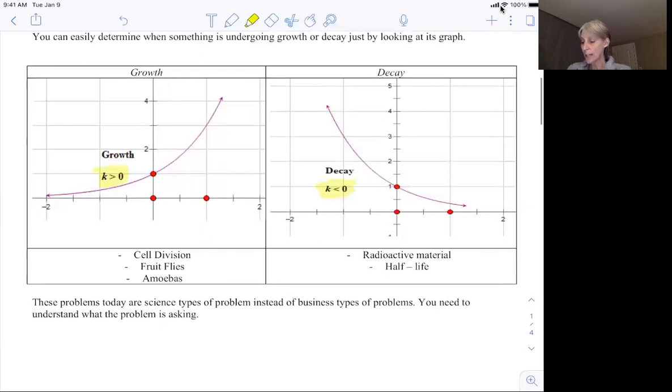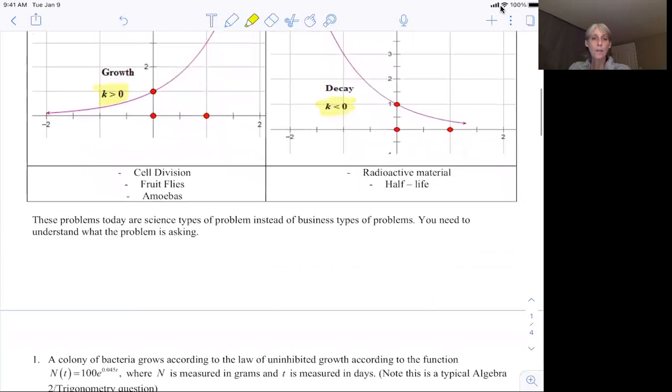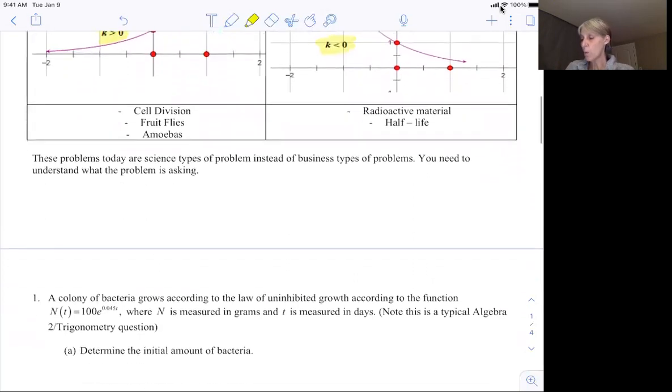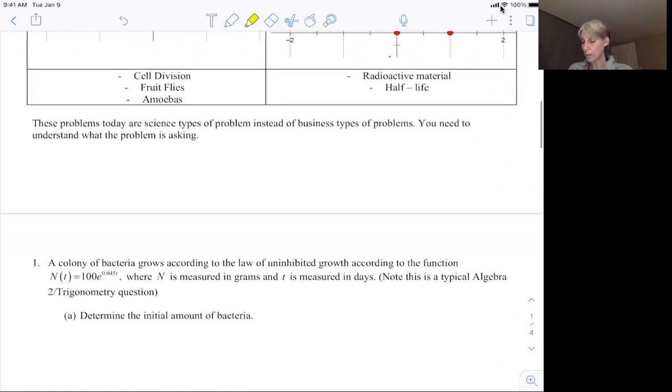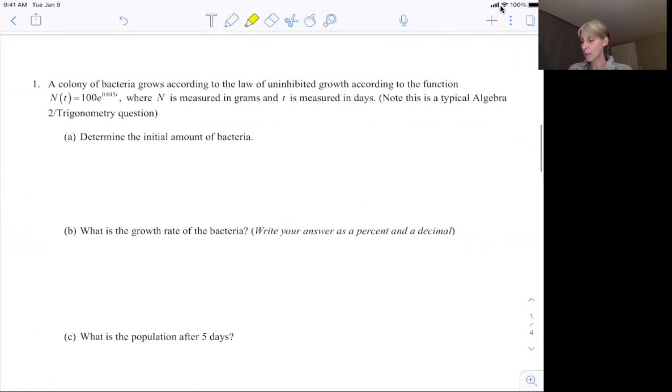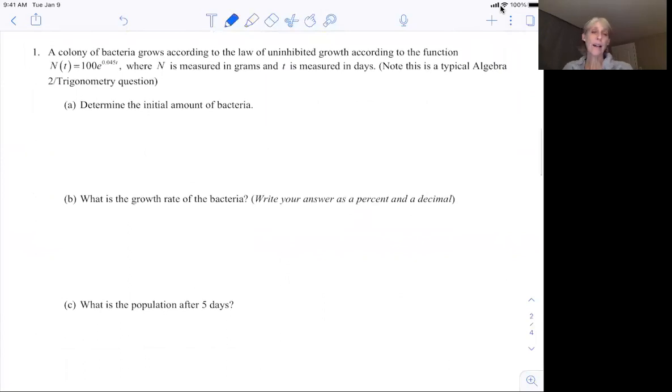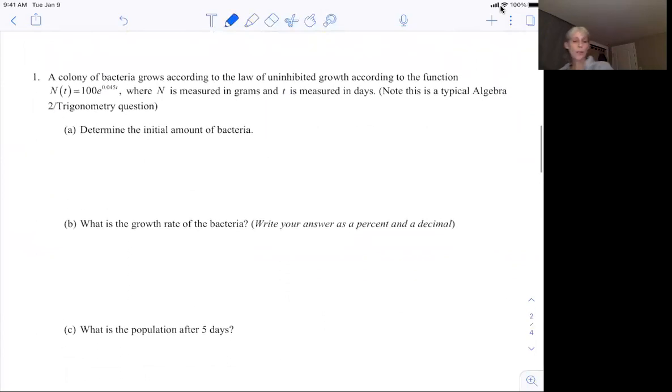Today, we are going to be dealing with sciencey types of problems instead of our business types of problems. When we do these, it's really important that you read the question. They're a little bit more involved than the money problems, but I happen to be a very big fan of these types of problems. I really do enjoy them.